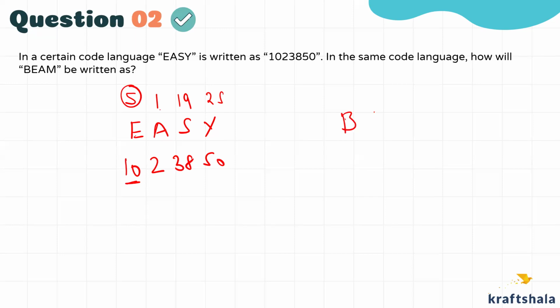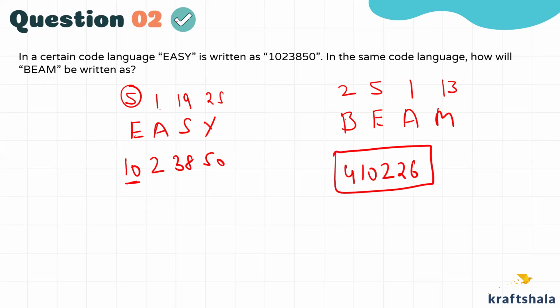So that's it. So the word is beam here. Position is 2, 5, 1, 13. Double: 4, 10, 2, 26. Right? So interesting question.